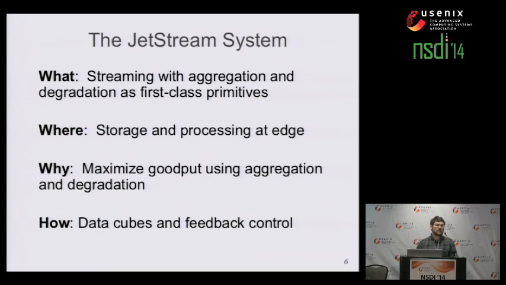Our system extends this model in a bunch of ways. Our goal is to make aggregation and degradation first-class primitives in your streaming system. This way you can take advantage of storage and processing at the edge. You can buffer up data locally. You can go back and query it later, or the data will be there for you. And when you have a wide area link, we will use as much of the link as we can and no more. And the result is that we maximize goodput and keep things consistent. The two technical mechanisms that we need to achieve this are data cubes and feedback control, and I will tell you about both of them.